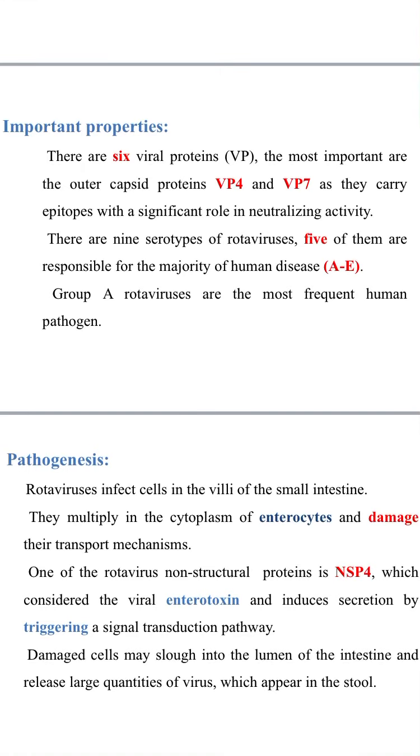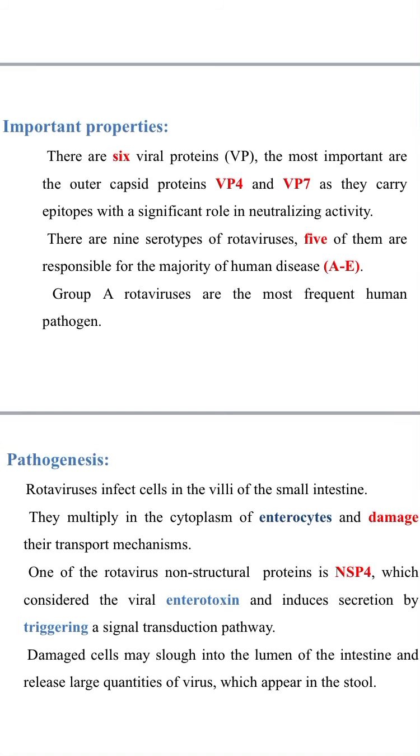There are 6 viral proteins. The most important are the outer capsid proteins, viral protein 4 and 7, as they carry epitopes with a significant role in neutralizing activity. This virus has 9 serotypes. Five of them, A to E, are responsible for the majority of human disease. Group A rotaviruses are the most frequent human pathogen.